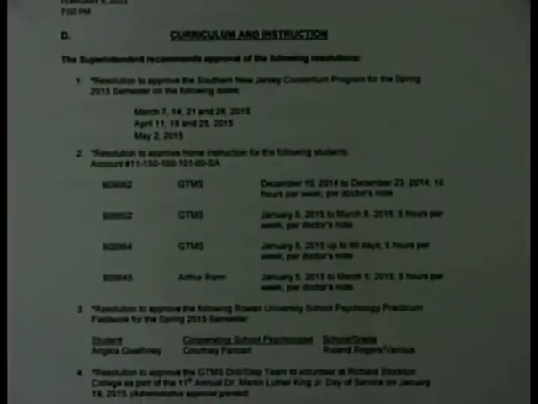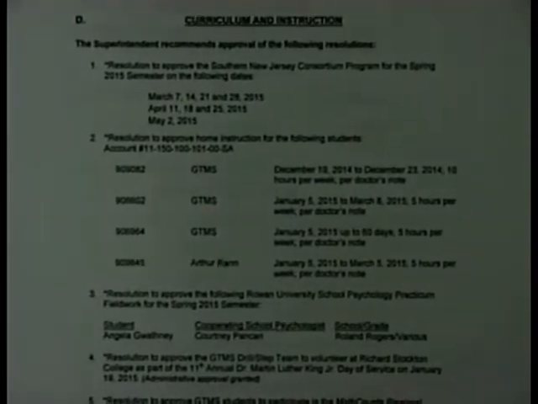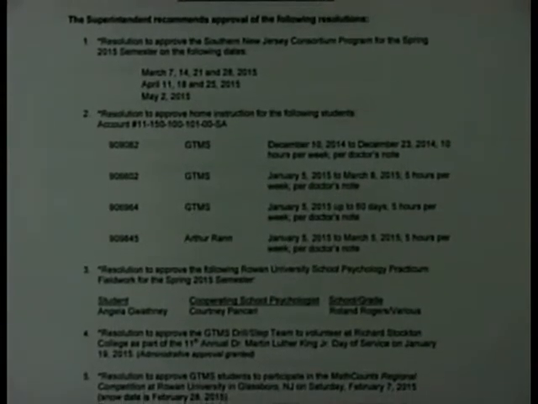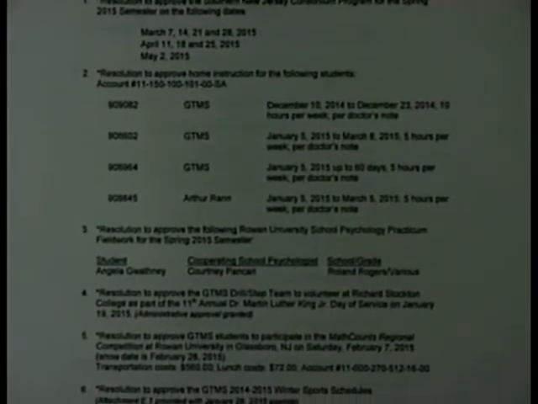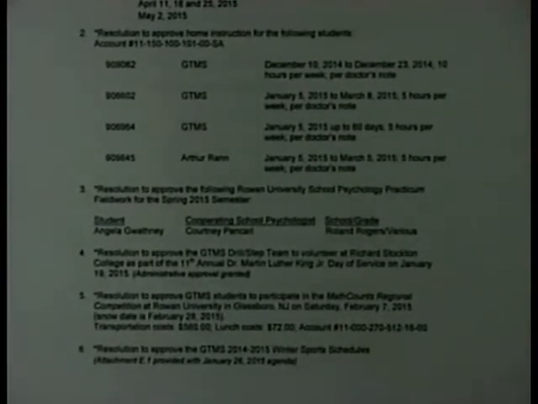Curriculum instruction, please. Thank you. The first item is a resolution to approve the Southern New Jersey Consortium program for the spring 2015 semester. The dates are listed. Resolution 2 is to approve home instruction for the following students. For each individual, the student number was listed, the school the student attends, the dates, and the rationale. Resolution 3 is to approve the following Rowan University School Psychology Track and Field Work for the spring 2015 semester. The student, the cooperating school psychologist, and the school and grade are listed.